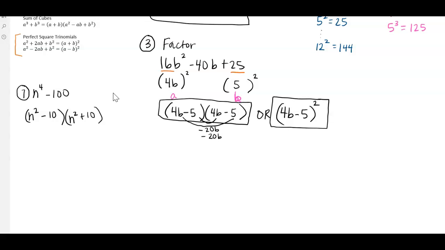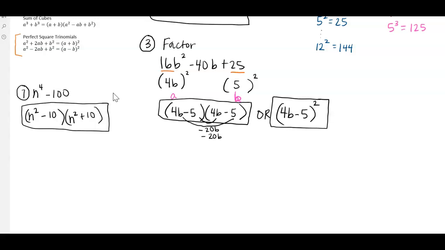Right? And then you'd want to look to see if you could factor it any further from there. But on this one, it can't be factored any further. If it said like n squared minus 25, well then 25 would be a perfect square, and we'd be able to take that down further. But this is how we'll leave that answer, just like this.